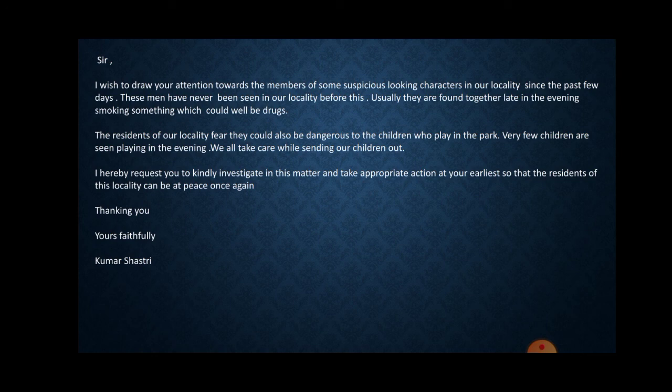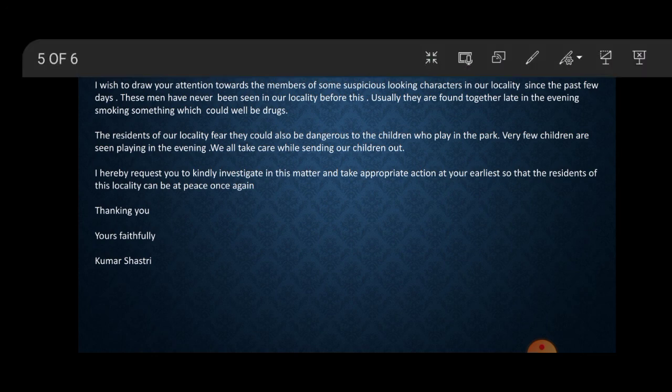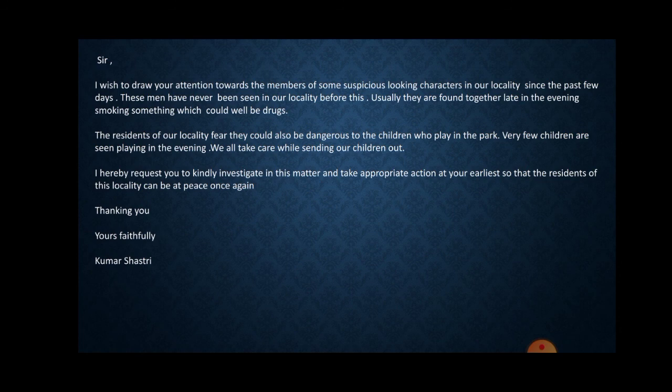Now see the second paragraph. First leave one line and start the second paragraph. The residents of our locality fear they could also be dangerous to the children who play in the park. Very few children are seen playing in the evening. We all take care while sending our children out. This second paragraph contains the description of the problem.